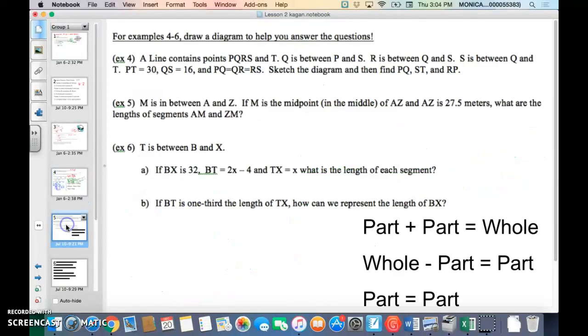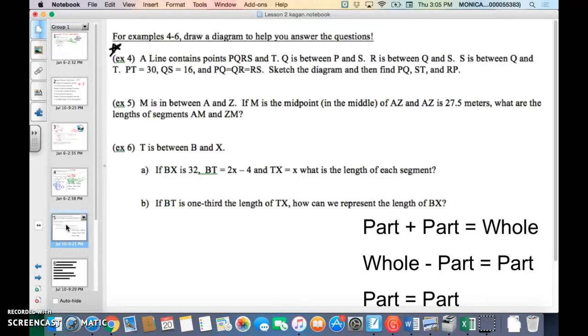All right, let's move forward. Another example. And again, it's good to draw a diagram to help you, or do what you need, or label everything. So it says a line, actually we're going to, this is only, if you're in honors class, you can do that problem. But let's go ahead and look at example 5.